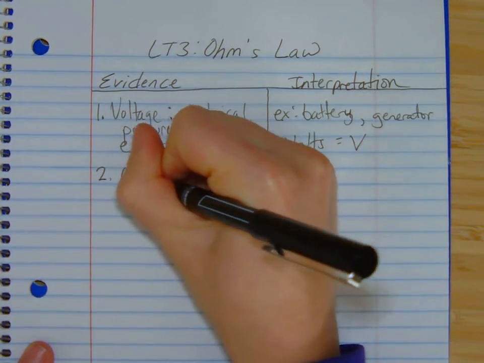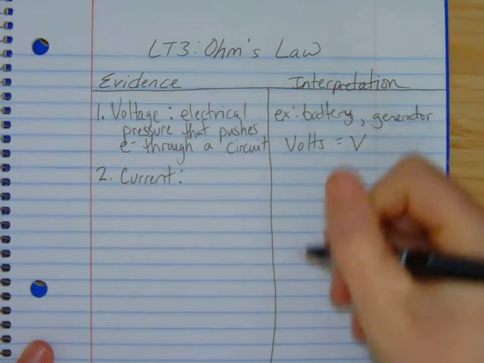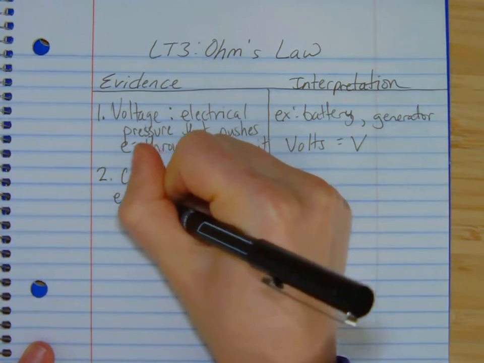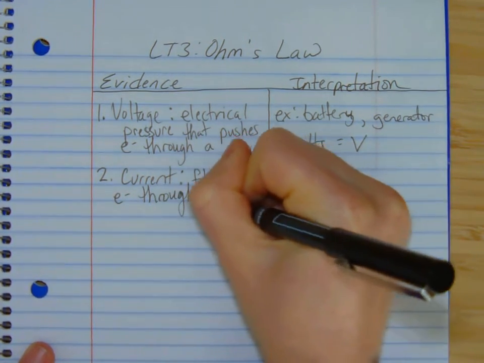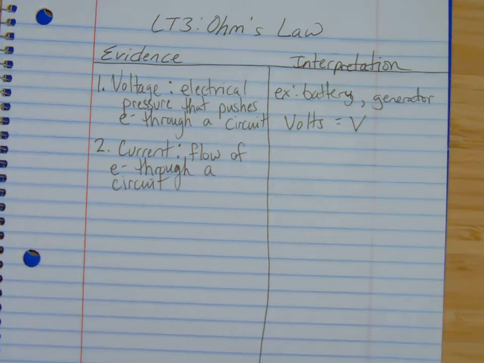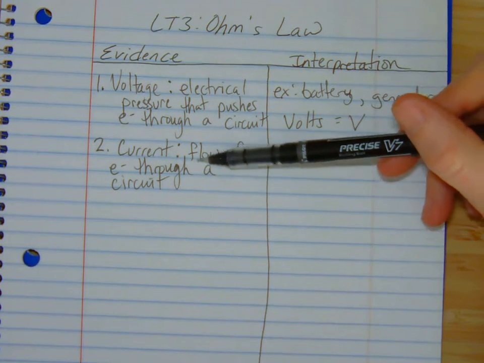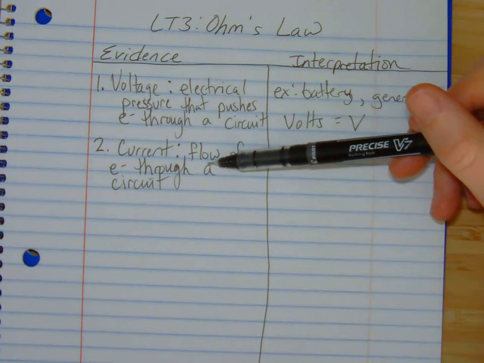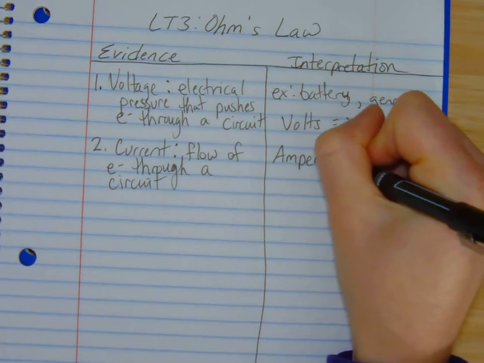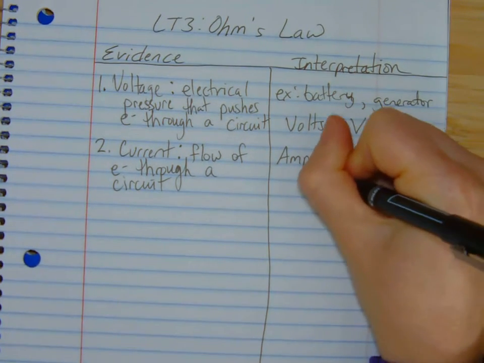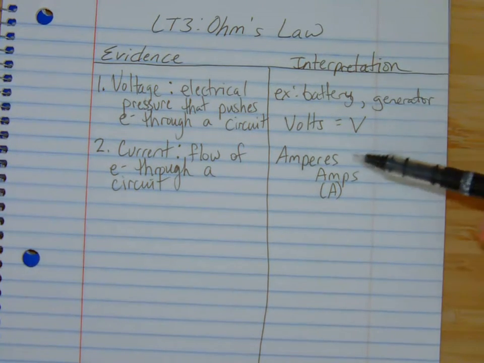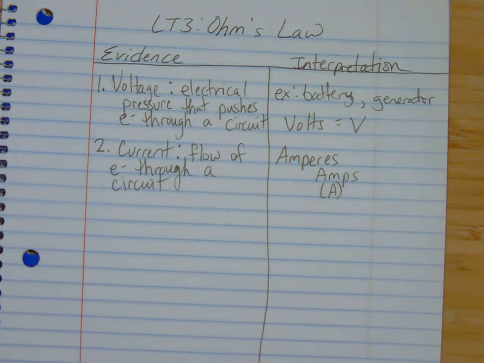Speaking of those electrons, another essential part of a circuit would be the current, and that is just the flow of electrons through a circuit. Okay, so the flow of electrons through a circuit. So you've got your battery, let's say, that's pushing electrons through the wires of your cell phone, and current is measured in amperes. Nobody says that though. We just call them amps, and we will use the letter A. So it'll be like something has a current of 2 amps, for example.